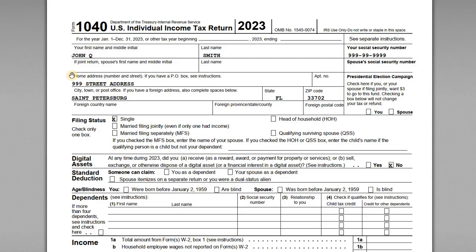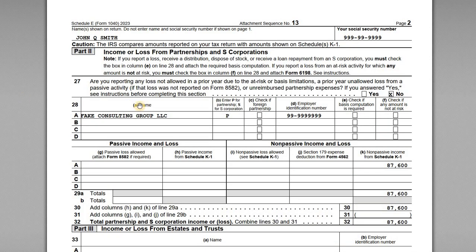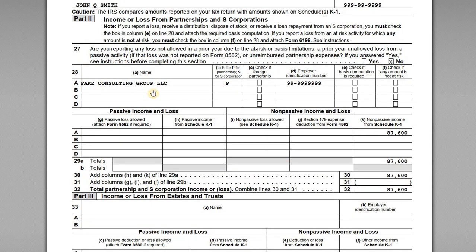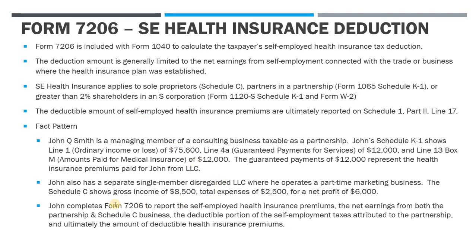Now, if we have a look at the 1040 to see how all that was entered, when we're talking about partnerships and S corps, that info is reported on Schedule E, Part 2. So if we look at Schedule E here for the consulting group, LLC, the partnership, we'll see here on row 8, we have non-passive income of $87,600. So that's the line 1 ordinary income plus the guaranteed payment amount, which is $87,600.